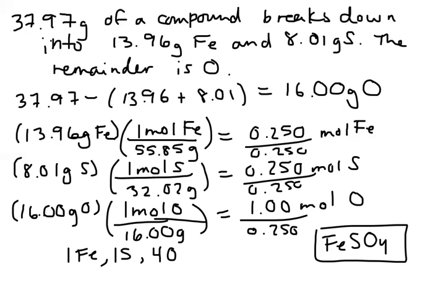Only in this case because the smallest amount is 0.250. In the last one, what did we divide by? 0.874. So it depends. The smallest amount will change. So you can also find empirical formula from percentages.